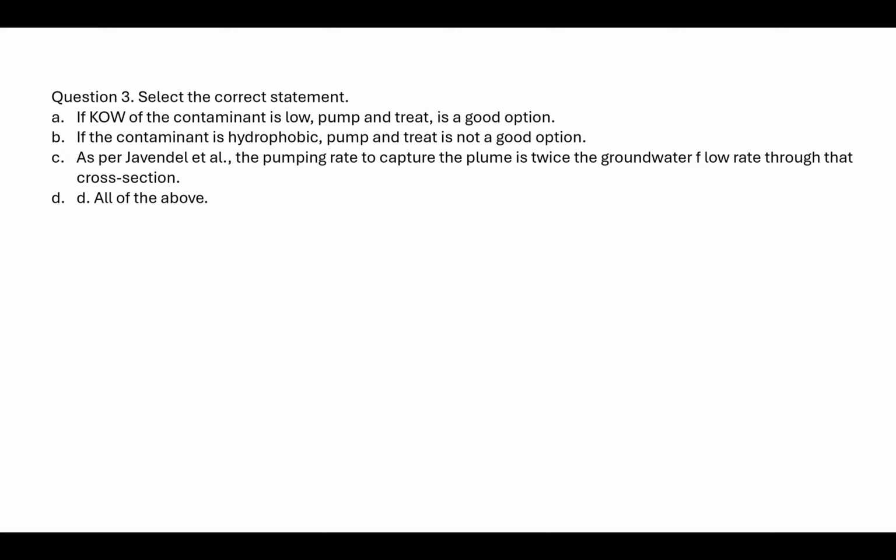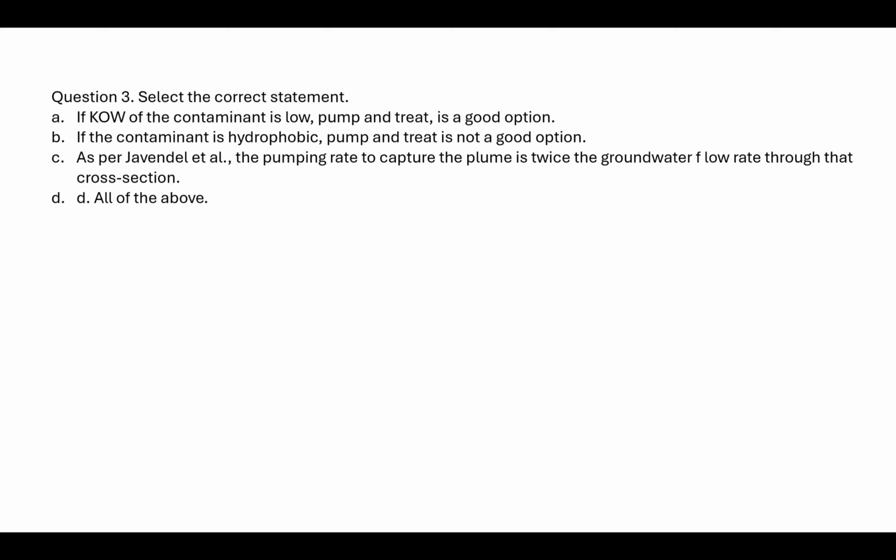So let's see. I got one answer as D and one as C. So D is the correct answer. So if KOW of the contaminant is low, pump and treat method is a good option. So this one is correct. If the octanol water partition coefficient becomes low, the contaminant will be more in the water phase. So that's why it will be more in aqueous phase. So pump and treat method will be a good option.